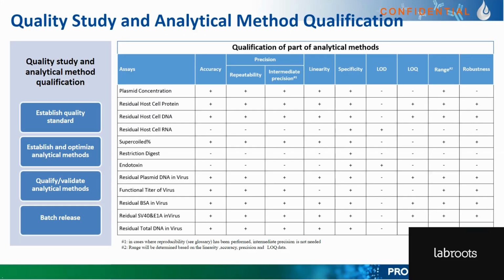So in addition to all those various tests on plasmid, method qualification is also carried out during determination of the acceptance criteria for the assays. Once the analytical methods are qualified, the product material will need to pass all those criteria so it can be released to the manufacturing team.